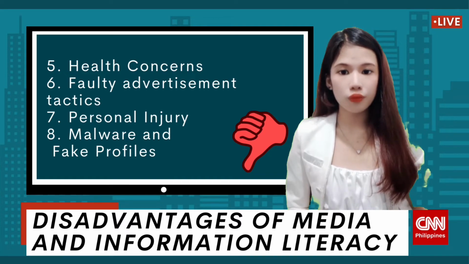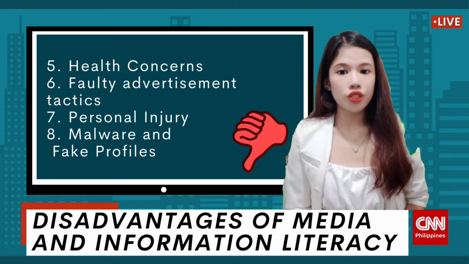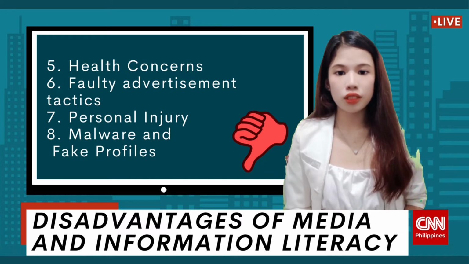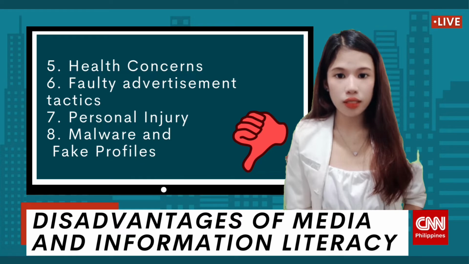Sixth, faulty advertisement tactics. It often makes the use of drugs and alcohol appear cool, which can be harmful to the nation. Seventh, personal injury. Some people decide to try the stunts that have been showcased in the media, which leads to severe injuries. And lastly, we have malware and fake profiles. An individual can create an anonymous account and pretend to be someone else.